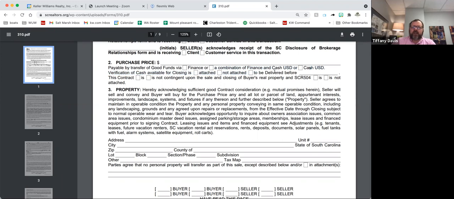If I'm the listing agent and I get an all cash offer, I'm going to either want it attached or to be delivered before a certain date. You want to get proof of funds. And then the next part talks about whether or not the contract is contingent upon the sale of a buyer's real property, and then whether or not Form 504 is or is not attached. So a couple things on this one.